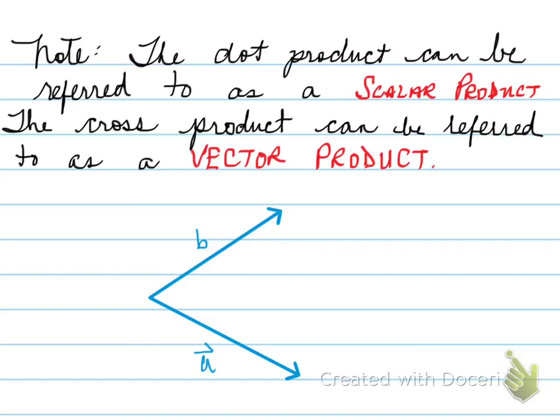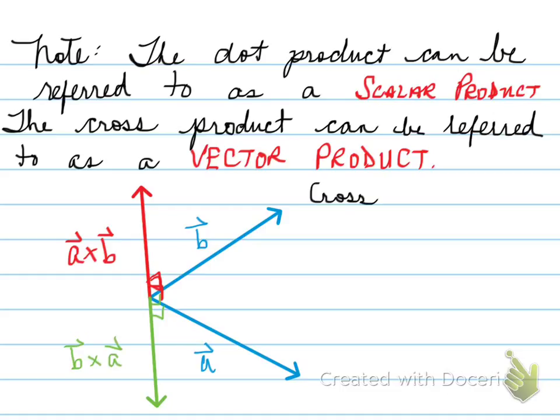So we have A and B, such that if you have vectors A and B, the result will be two possible vectors, either A cross B or B cross A, depending on the direction that we're looking for. Now a lot of times students have a hard time with direction.